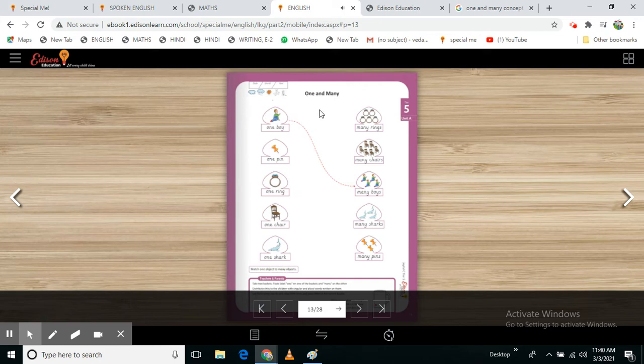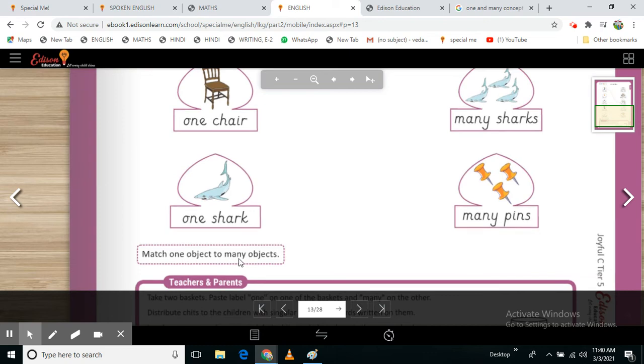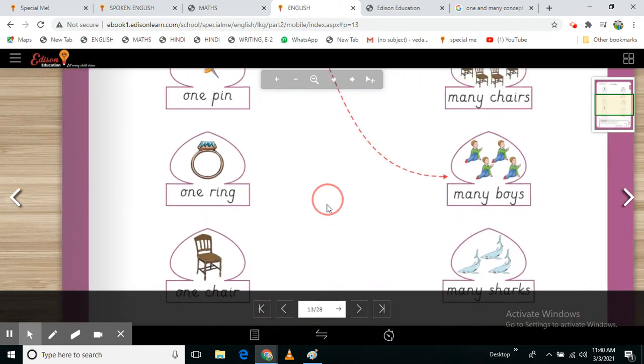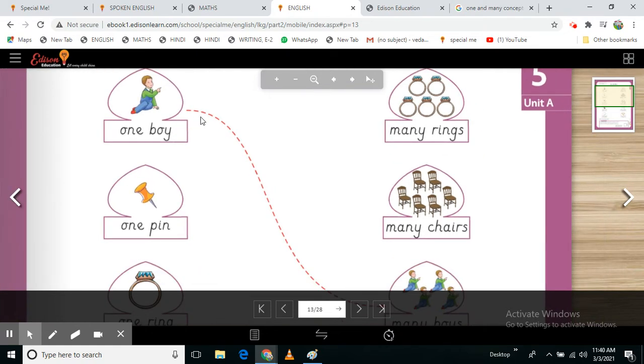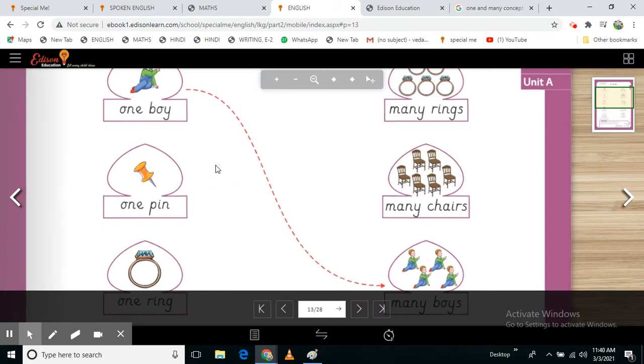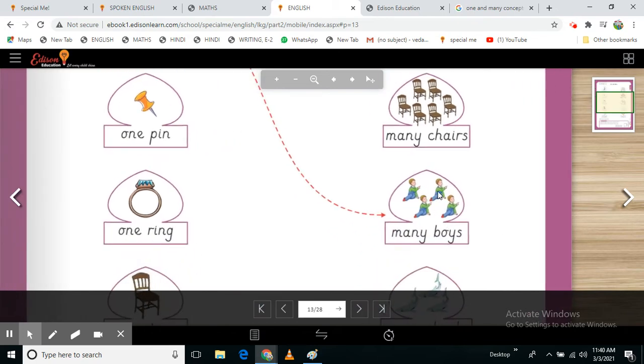So one and many. Now you have to match one object to many objects. Okay. So now see, who's this? This is one boy. One boy. Now you have to match one boy with many boys. Okay. Now see, here are many boys, means more than one. If more than one thing or object, then we say many.